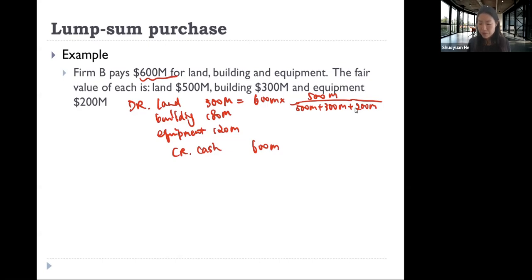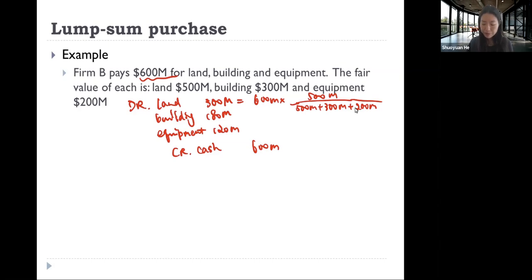So we take 500 million divided by 1 billion and multiply by 600 million, which is what the firm paid for this lump sum purchase. So that is how we get 300 million.